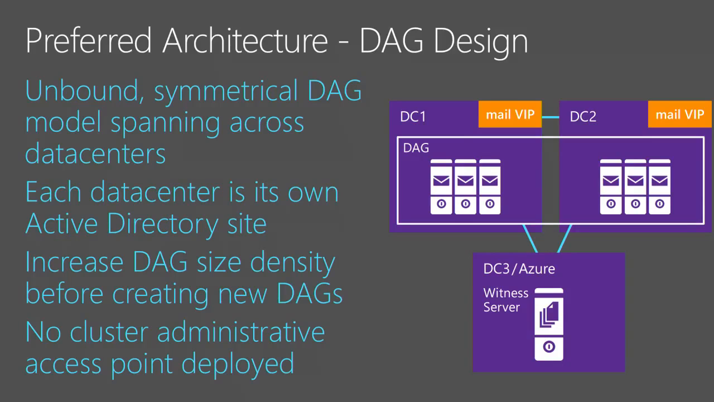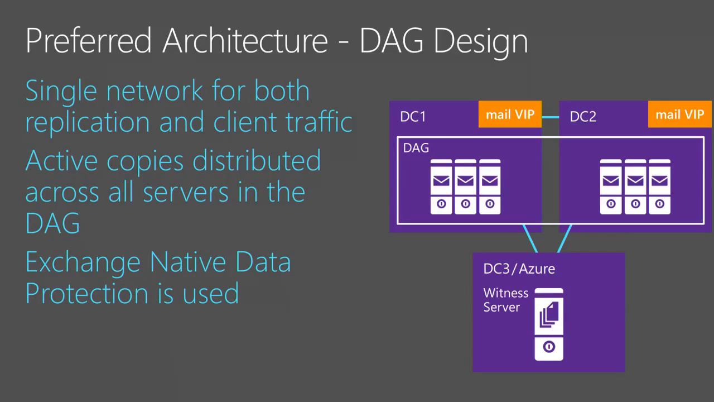And we don't want you to deploy a cluster administrative access point anymore. In fact, I'll talk a little bit more about that in the HA session tomorrow. But basically, the default in Exchange 2016 is to deploy a DAG without one of those. We want you to use a single network in your servers, and that single network card at least gigabit Ethernet, preferably 10 gigabit Ethernet. That single network will handle both client and replication traffic.